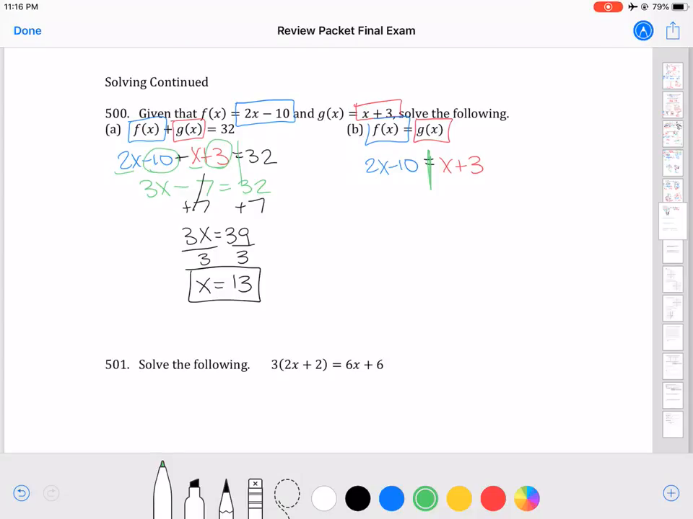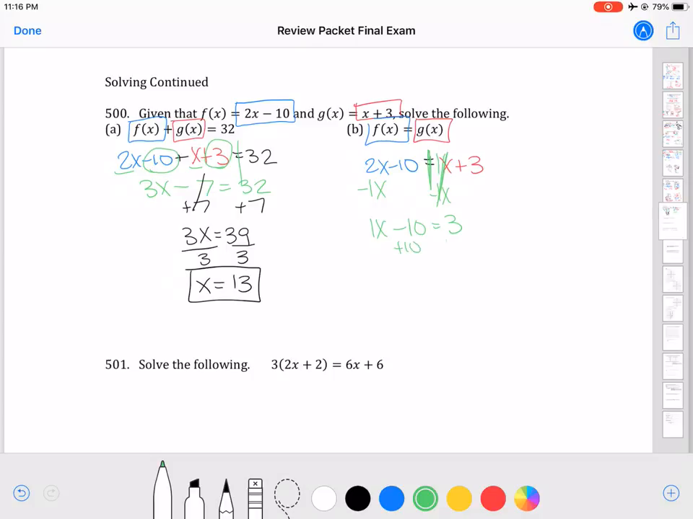So to get my x's together, I have to do the opposite to move one of them to the other side. I'm going to move this 1x over. And since it's a positive 1x, I'm going to subtract 1x from both sides. So those cancel out. 2x minus 1x on the left side gets me a 1x or just an x. The minus 10 and the equals 3 carries down.